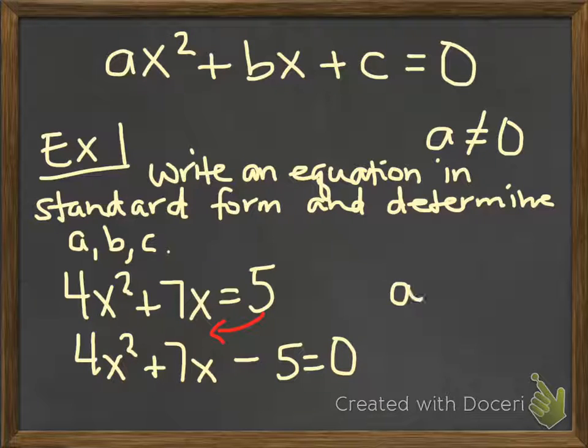A is the number in front of the x squared, that's 4. B is the number in front of the x, that's 7. And c is the number that is not with a variable, so that's negative 5.